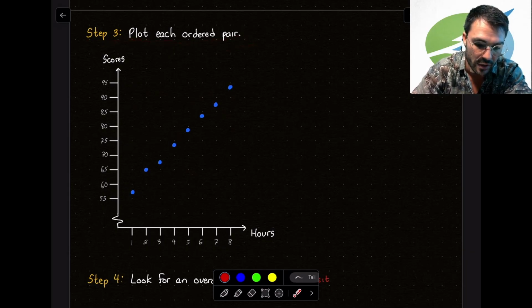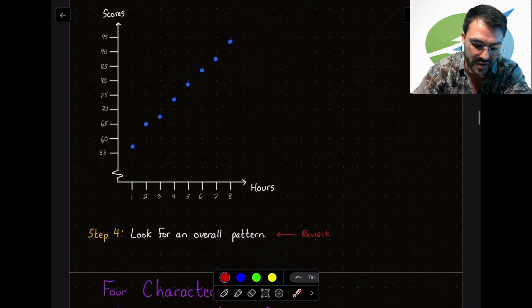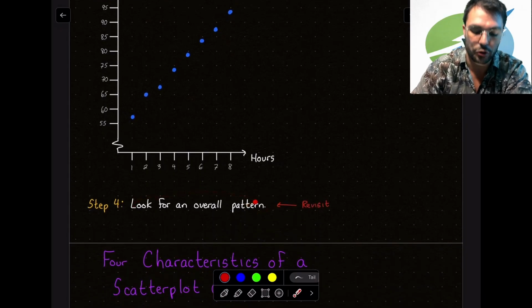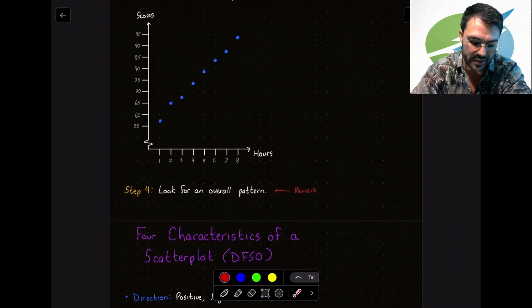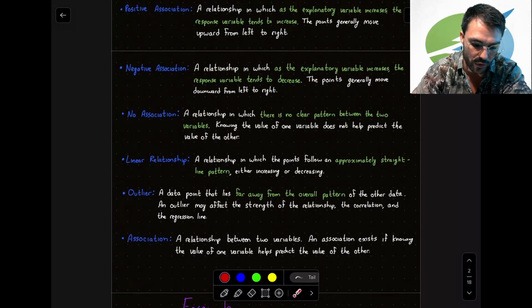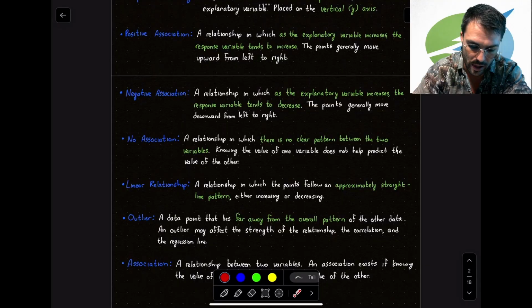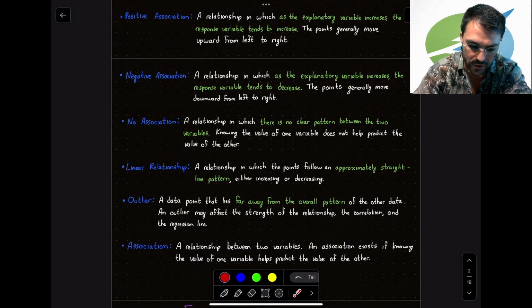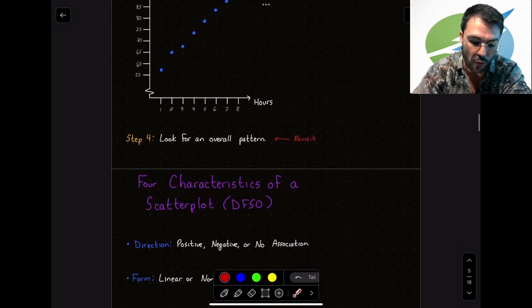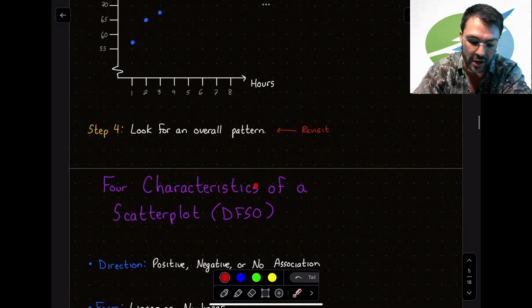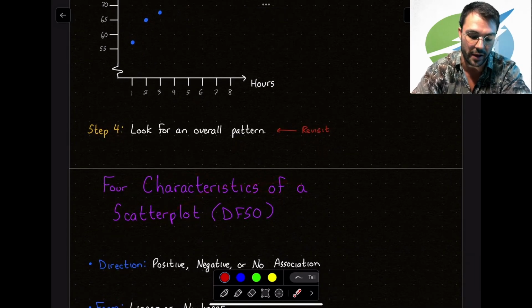Okay. Anyway, step 3. Plotting ordered pairs. Now, step 4, look for the observed pattern. We're going to come back to this and talk about the patterns. I don't mention all the patterns here, but that's fine. Either way, I'm going to mention the patterns coming up, but there are 4 patterns we can remember. The 4 characteristics of a scatterplot.